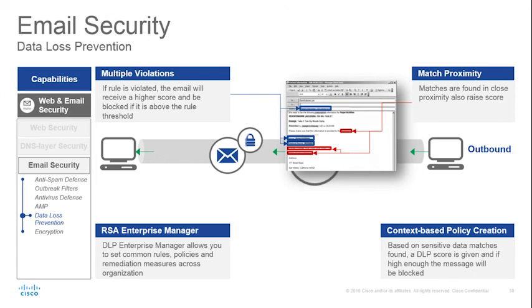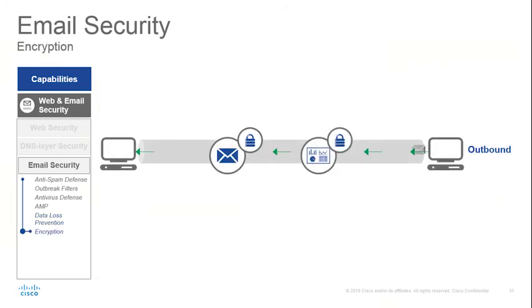Cisco also delivers encryption services to protect users from not only sending out confidential emails, but also from them being forwarded to unknown users. Cisco provides email encryption through the cloud-based Cisco Registered Envelope Service, or CRES. Let's go through the process of email decryption.